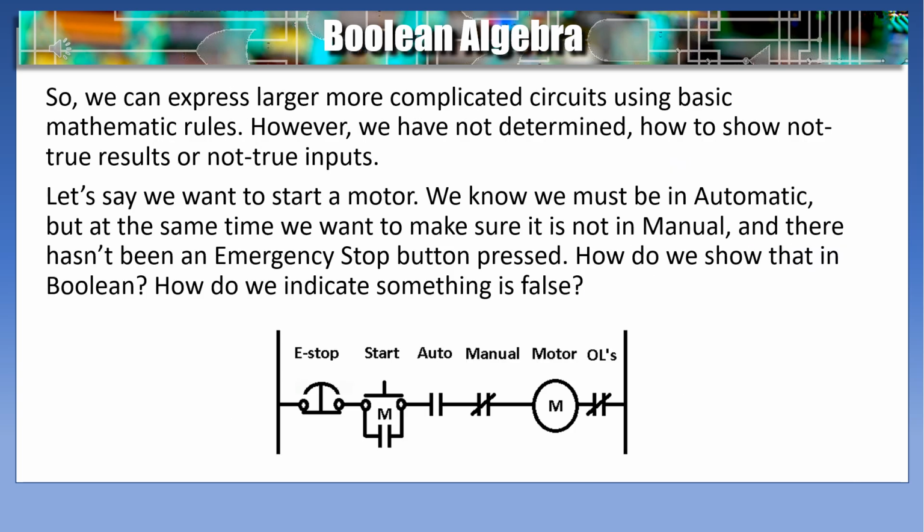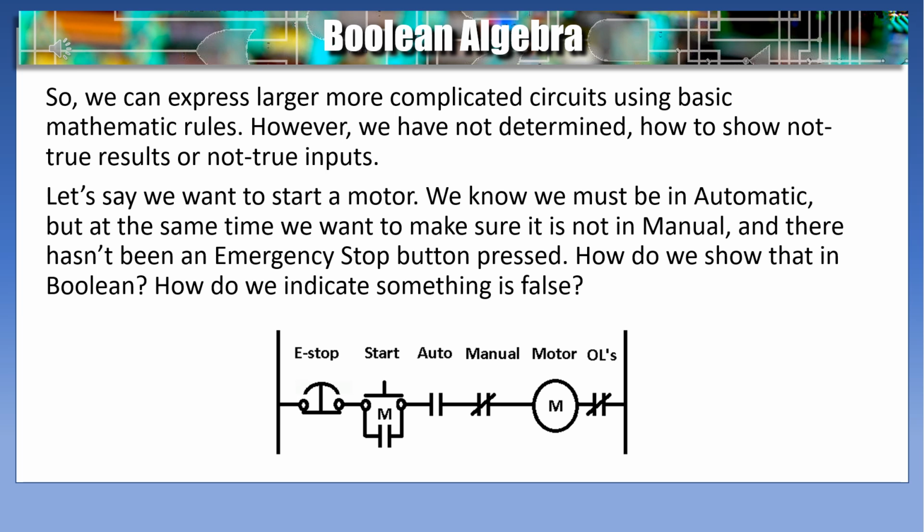Okay, so we can express larger, more complicated circuits using basic mathematical rules. Great. However, we have not determined how to show not true results or not true inputs. Let's say we want to start a motor. We know that we have to be in automatic, but at the same time, we want to make sure it is not in manual and there hasn't been an e-stop button pressed. How do we show that in Boolean? How do we indicate something is false?